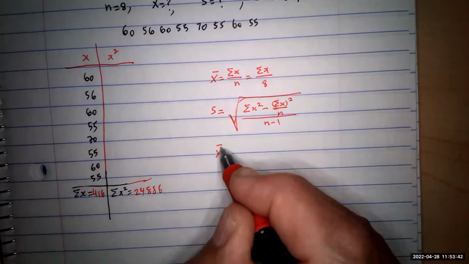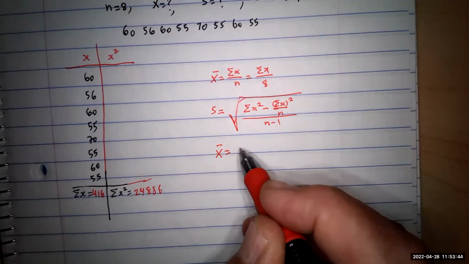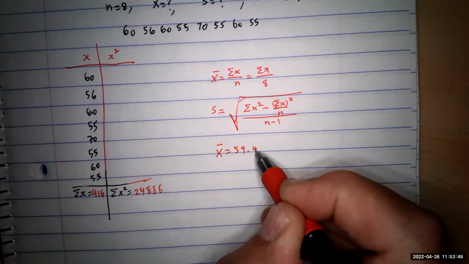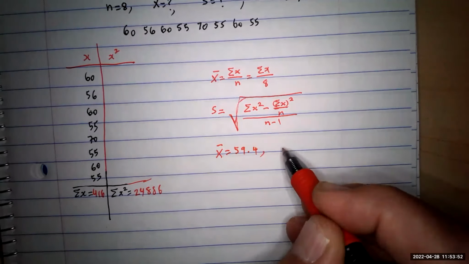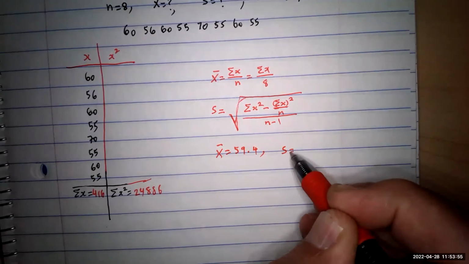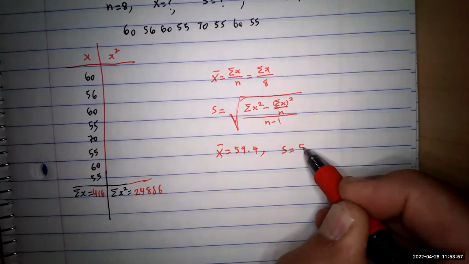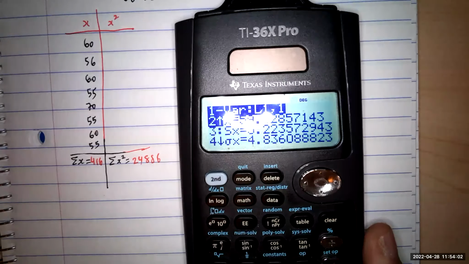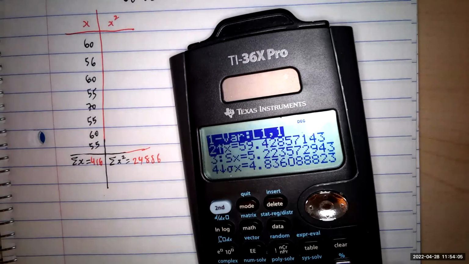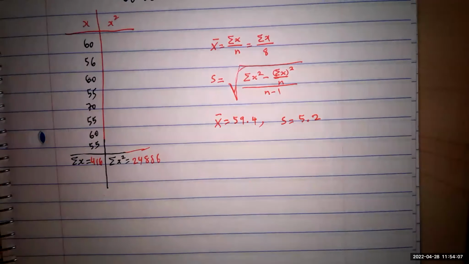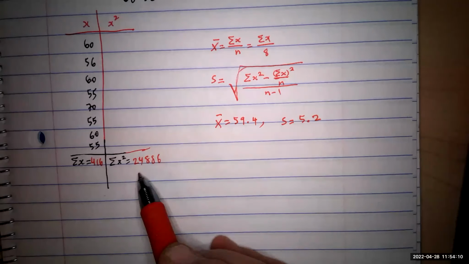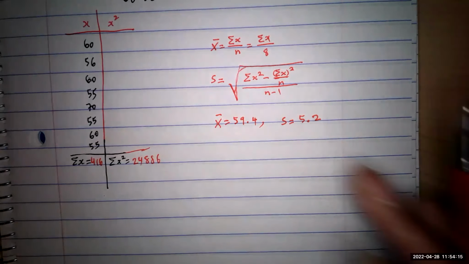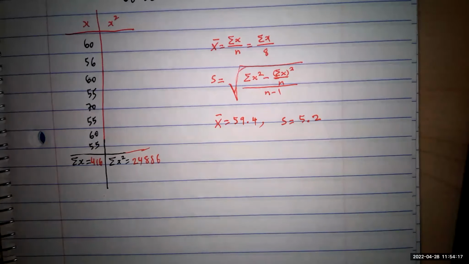So you must arrive at X bar equal to 59.4. That's the X bar. And the standard deviation of the sample is going to be 5.2. Okay, so the calculator will give you right away the result to get these two, but if you want to do it yourself, you have to square these numbers, add them together, that gives you sigma x squared, 24,886. You substitute to get these results.